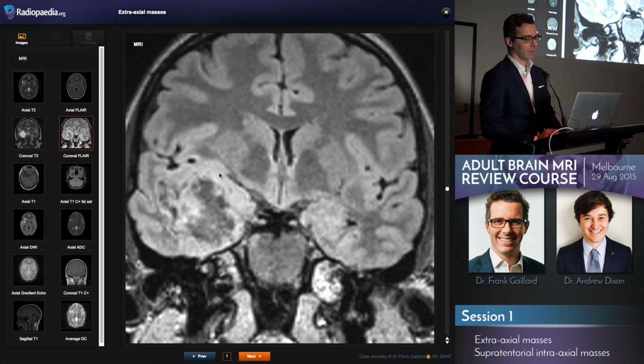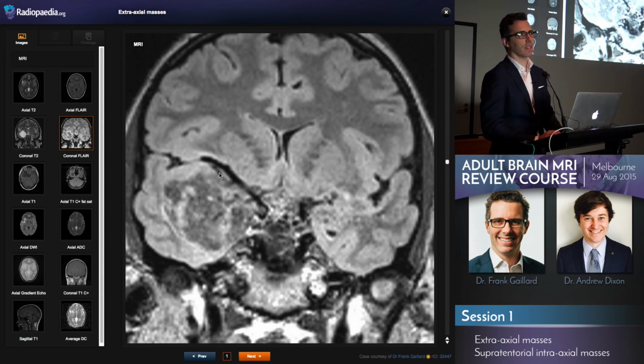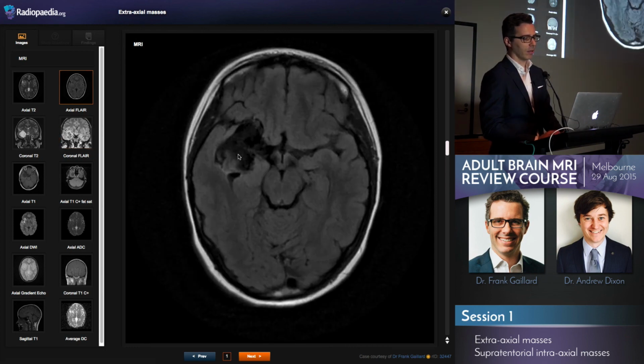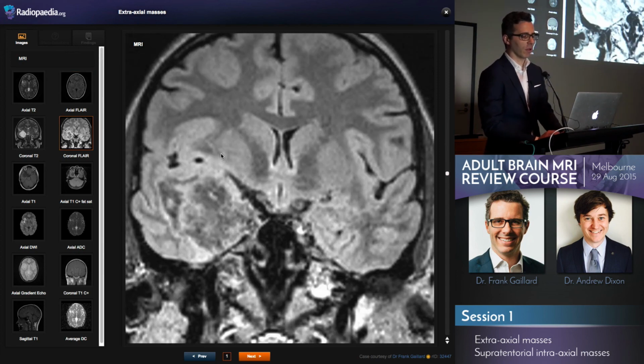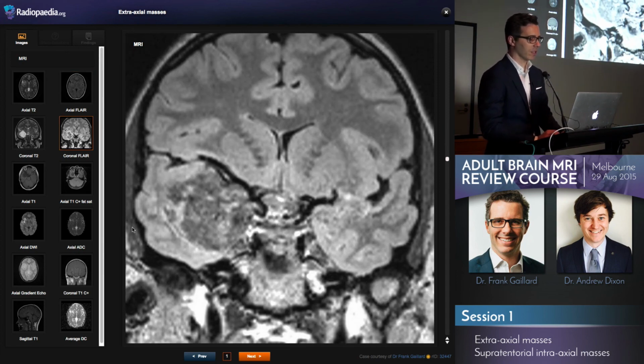On FLAIR, it does not follow CSF exactly. It has a very dirty appearance. It depends how you perform your FLAIR. This is a standard 4 mm thick slice, where it does a better job of looking like CSF, but on volumetric studies it really does look very dirty.